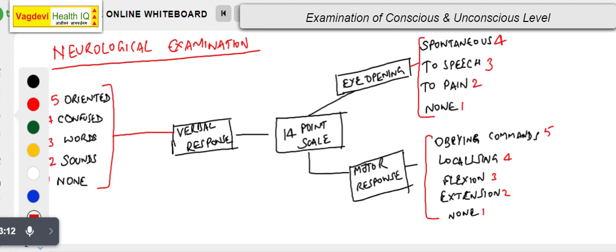Okay, hold your question for a minute, I'll discuss this. See the highest score, students: in verbal response, oriented is 5, in eye opening, spontaneous is 4, and motor response, obeying commands, is 5. Means 5 plus 5 plus 4, that is 14. 14 is the good state. And come to the last phase, 1 1 1.